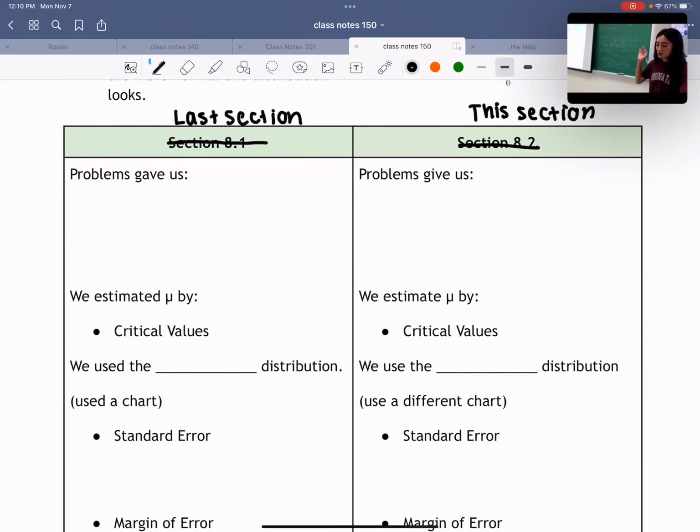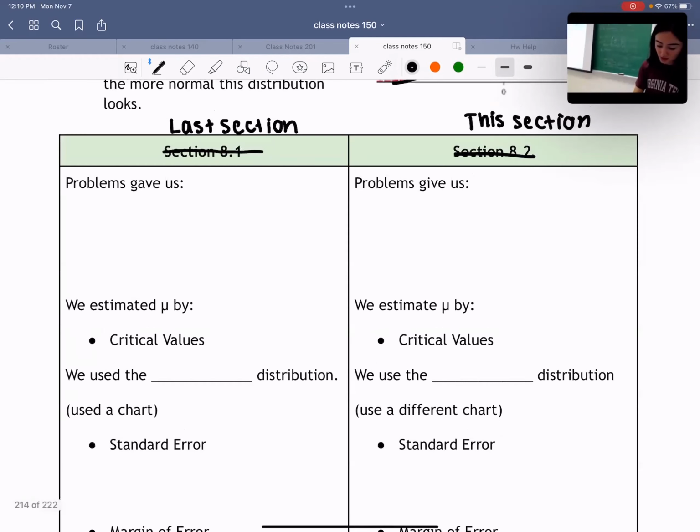Okay, last section, we were given questions that gave us a lot of different variables, kind of like on our quiz. We were given sigma. What does sigma stand for? And what type of standard deviation? Population standard deviation. Okay.